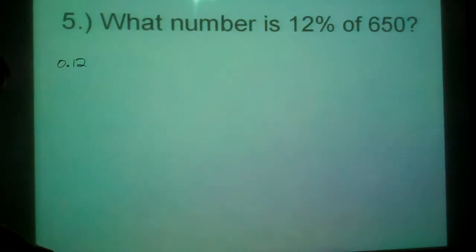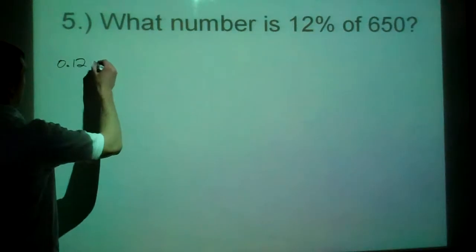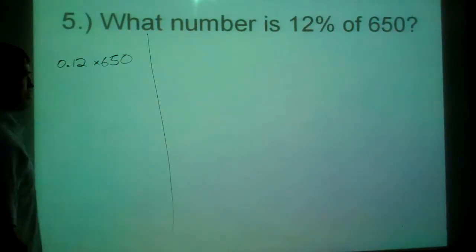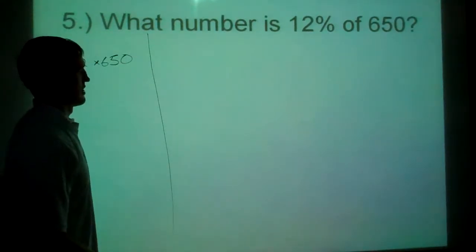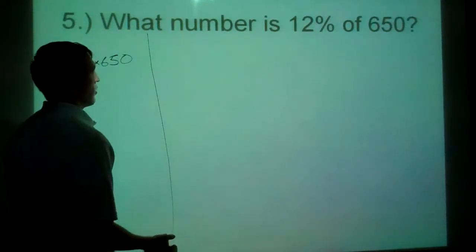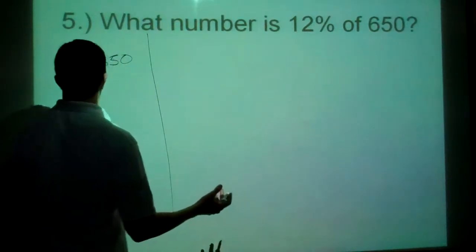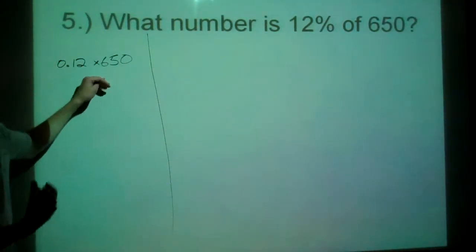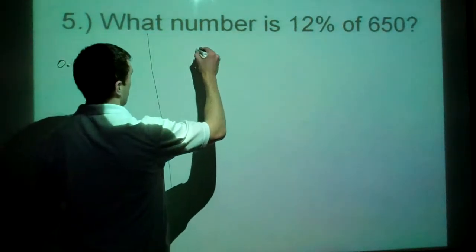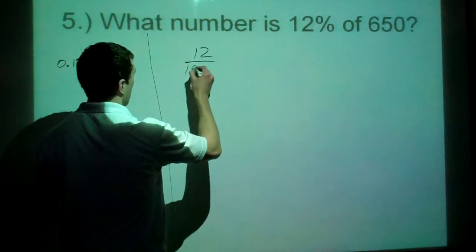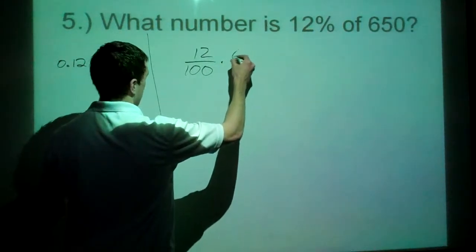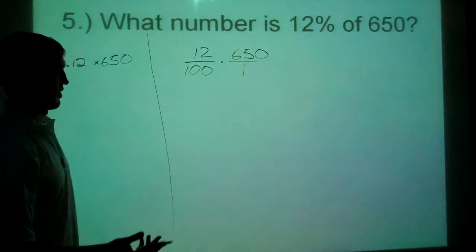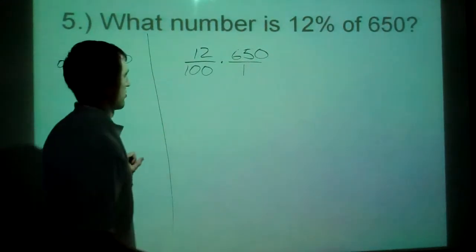Okay? We can take that times 650. That will get us an answer. Another option is we could think of it as more of a ratio problem. Well, let's do it this way too. So 0.12 times 650, so that's 12 hundredths times 650. So you could also do it a fraction way. Times 650 over 1, just taking 650, turning it into a fraction. So you could do your multiplication this way.